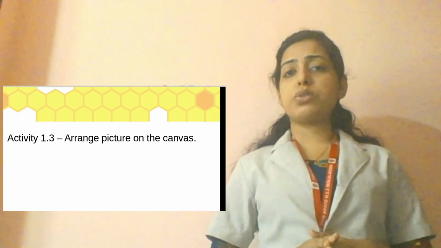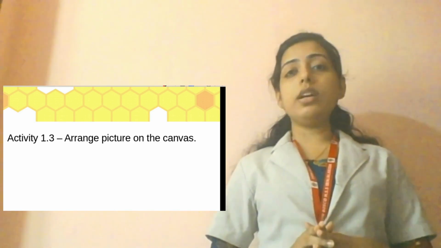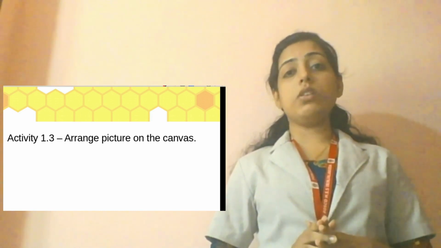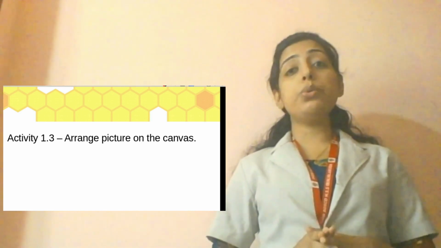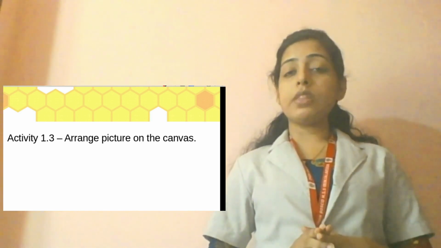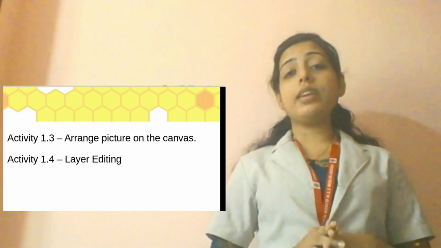So by using which tool? By using select by color tool, we can add picture to the canvas. We can select based on color similarity. After that, you have learned one new term. What was the new term? For what that term is used? Yes, the new term is layer editing.